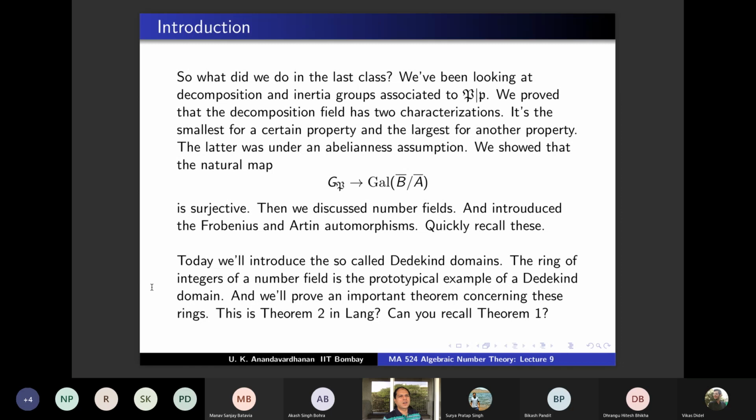There is what is called a class group associated to a number field. Class group, C-L-A-S-S group. Group is the usual group.